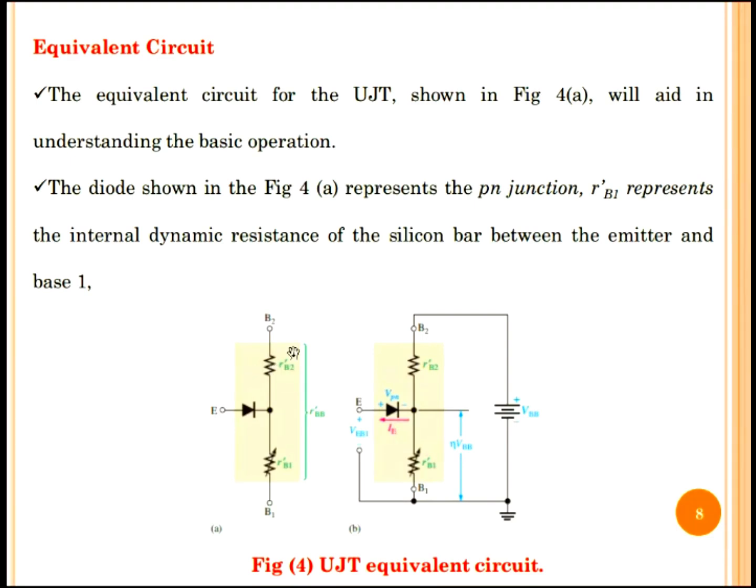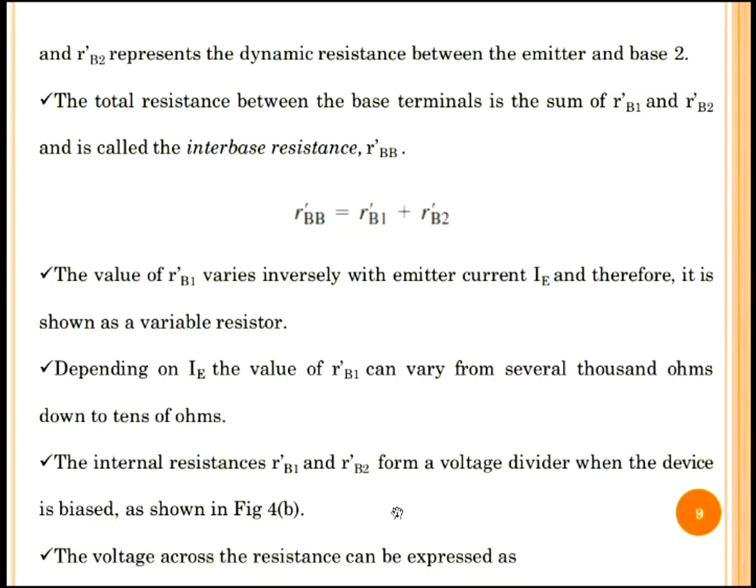When you take the total resistance, that will be R prime BB. That means the base resistance, right? So the base resistance between B1 and B2. This is the total base resistance or the internal dynamic resistance between base 1 and base 2. So this is the UJT circuit for operation, I mean to measure your current voltage characteristics. R prime B2 represents the dynamic resistance between the emitter and the base 2 terminals.